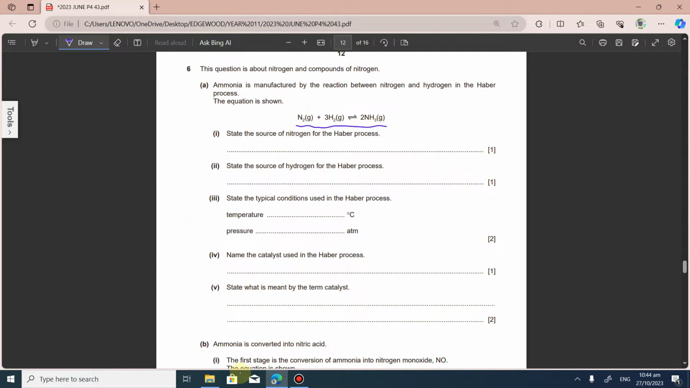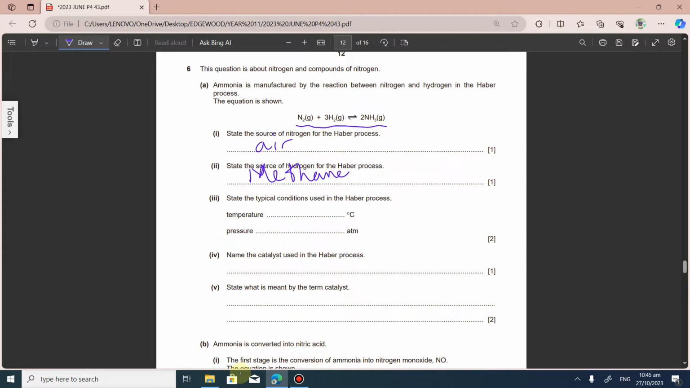State the source of nitrogen for the Haber process. The source of nitrogen is from air, because one of the components of air is nitrogen, about 78%. So we can get a larger proportion of nitrogen from air. So we just simply say air. State the source of hydrogen for the Haber process. The source of hydrogen for the Haber process is simply from methane.